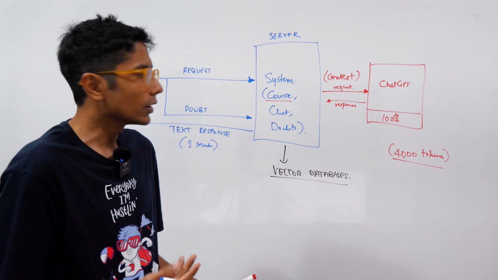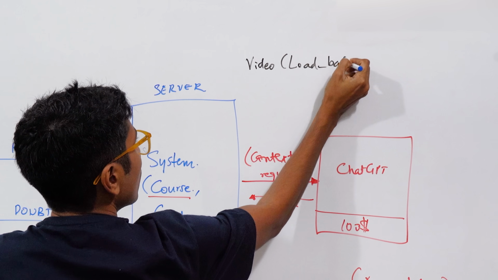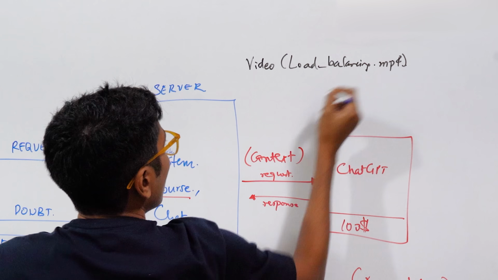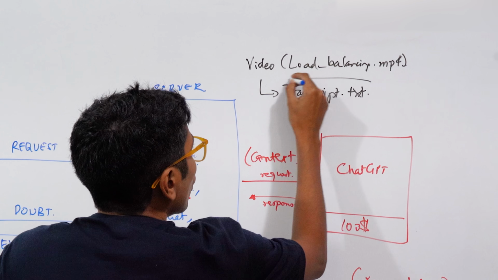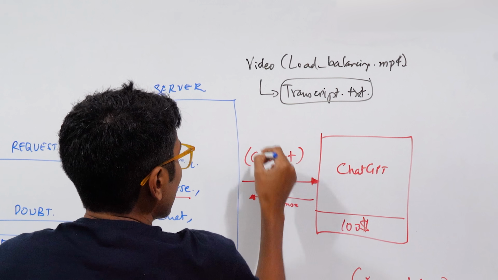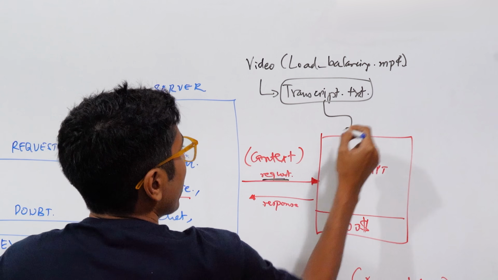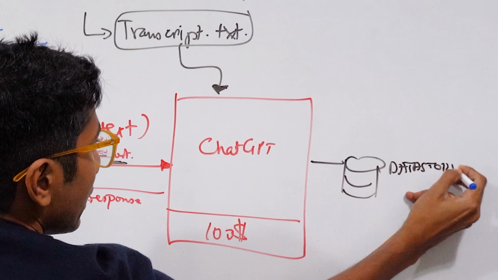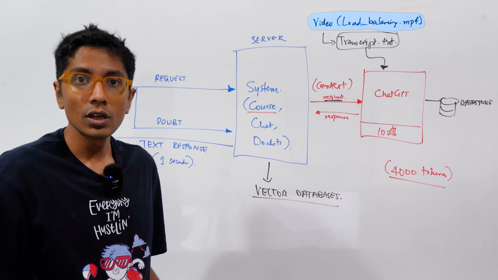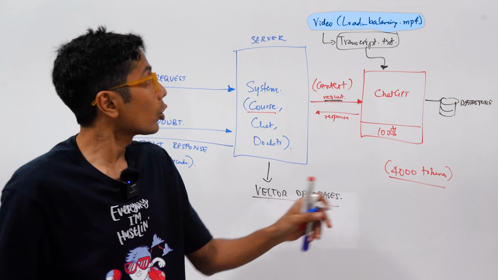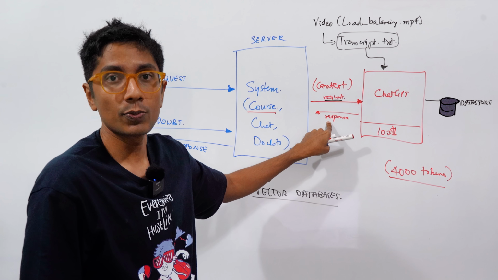And the basic idea here is that you have a video file on load balancing.mp4. You take the transcript of this file, and then you store this text file. You send this as a request to ChatGPT, and you say, please store this file. When a user sends a doubt for a load balancing question, we are going to say, listen, go to the load balancing transcript, read that file, and use it to give a good response.